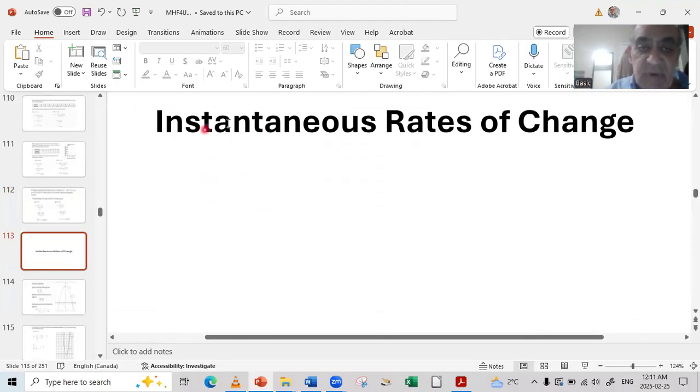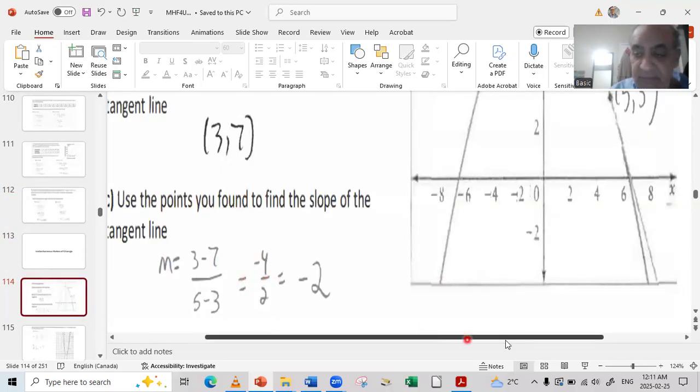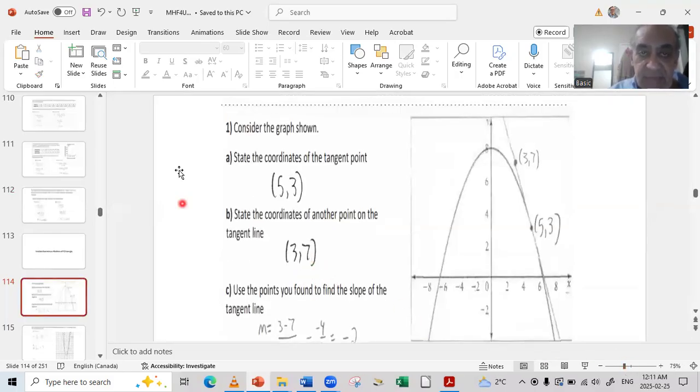We also have something called instantaneous rate of change. Let us see what's inside it. Consider the graph shown in front of you. State the coordinates of the tangent points. Tangent means touching. This line will touch the curve in only one point. We call this point the tangent point.